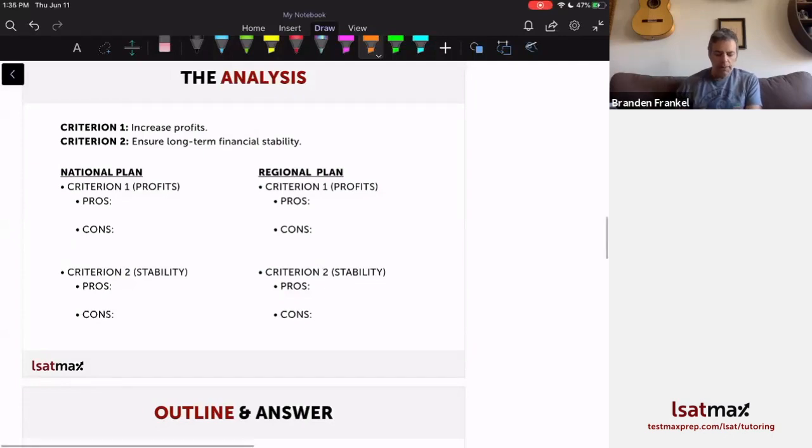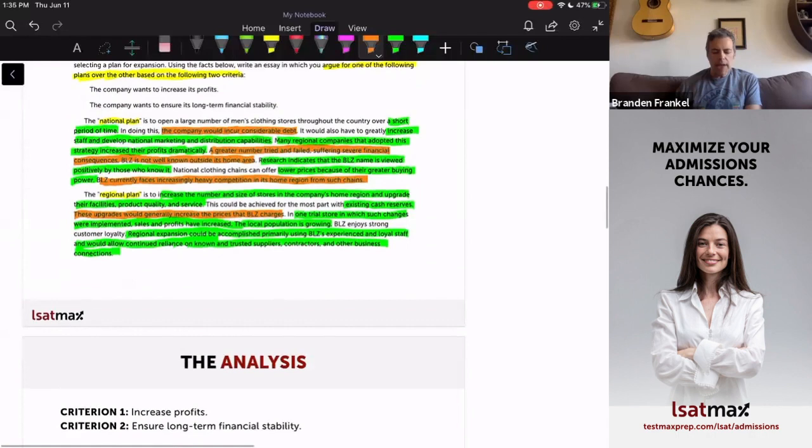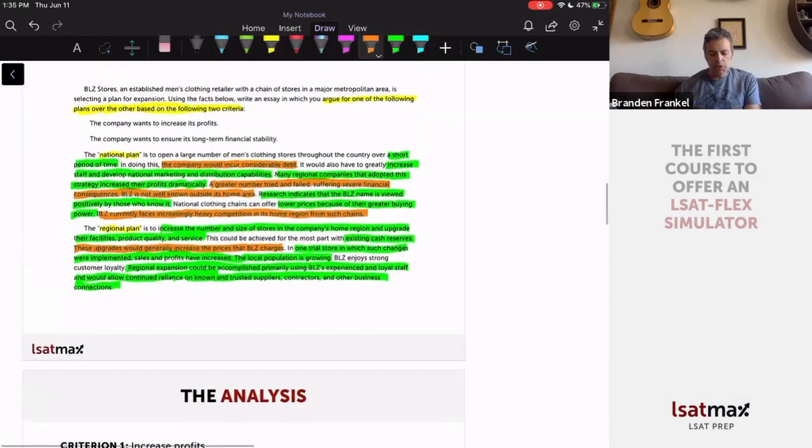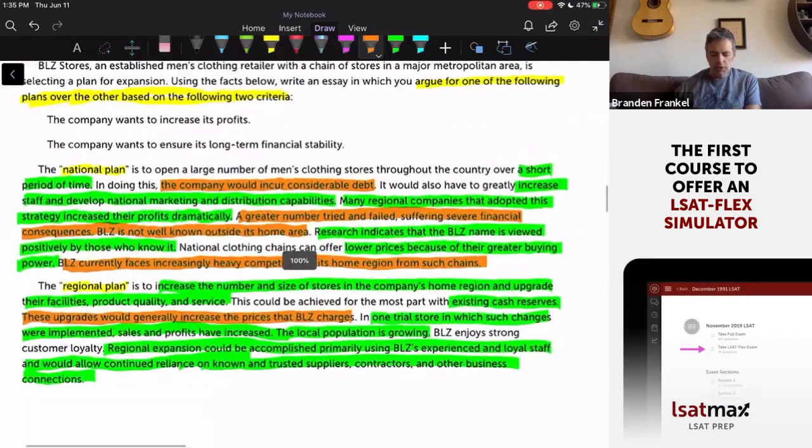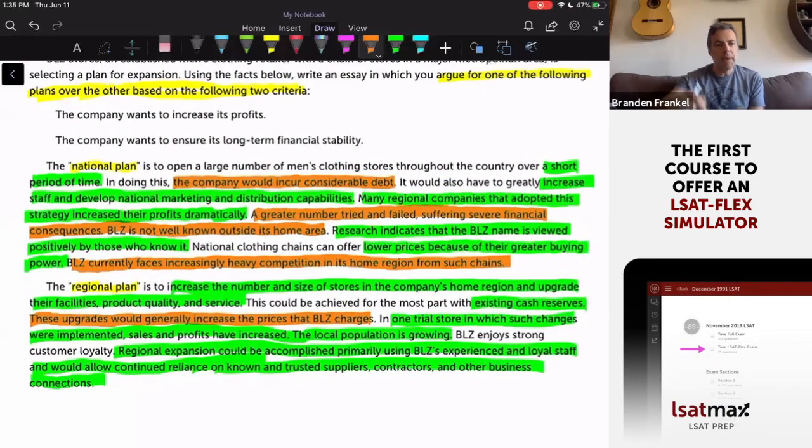So national plan, first of all, why is the national plan better than the regional plan, specifically when it comes to increasing profits? So let's look here. You tell me, why would that be better? Why would it achieve that better?